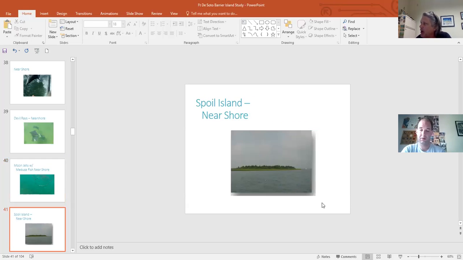This is an actual spoil island out in St. Joe Sound. So we have a ton of these spoil islands all around us. Remember, they're really young. They're from the 1940s, generally, made from the dredging.